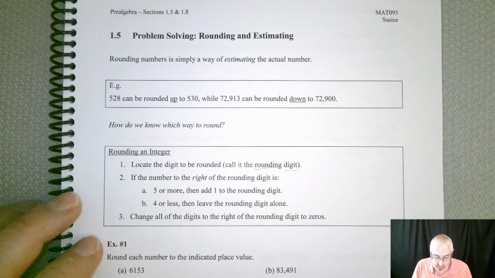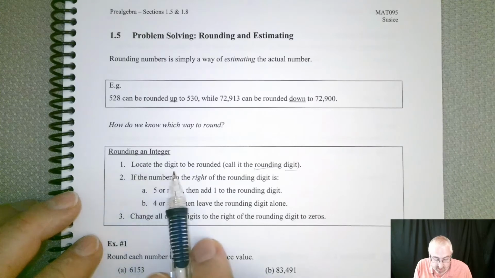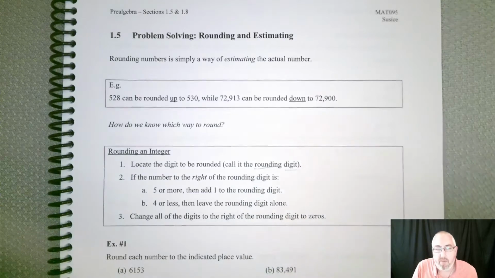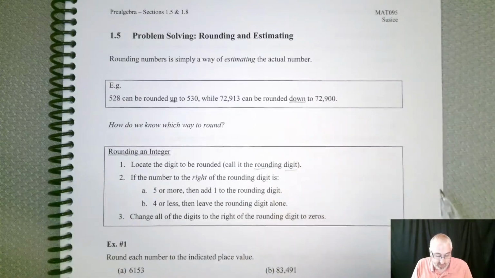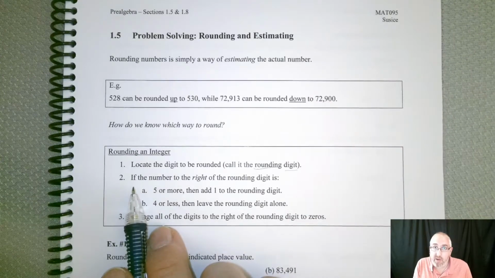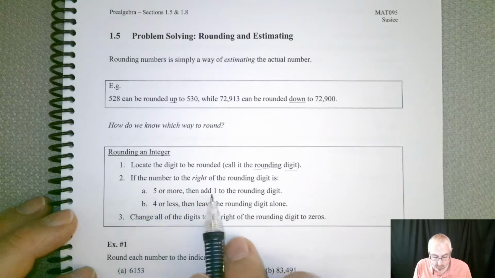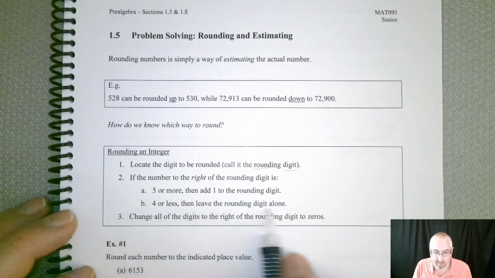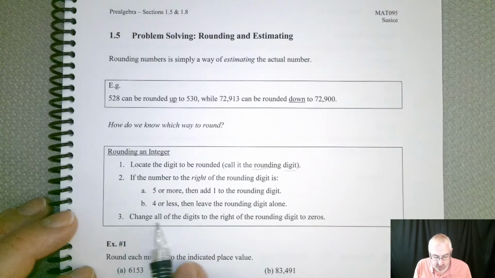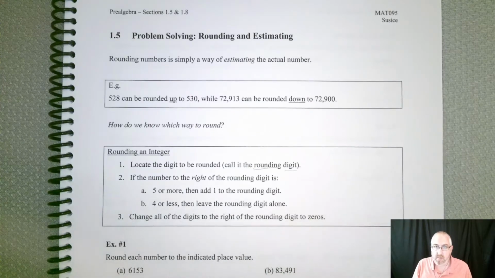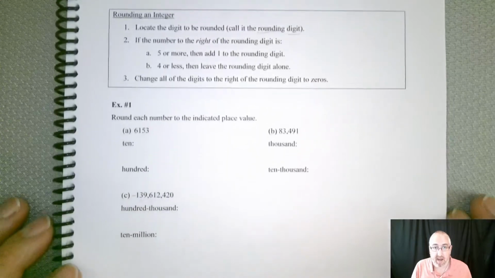The steps are, the first thing is to find the digit to be rounded. Call it the rounding digit, just for short. Even though the rounding digit is important, you really are not looking at that to determine how to round. You're actually looking at the number to the right of it. If the number to the right of the rounding digit is 5 or more, we want to add 1 to the rounding digit. If it's 4 or less, then we leave it alone. And then after that, you change all the digits to the right of the rounding digit to zeros. It's a pretty succinct process, but let's see it in action.